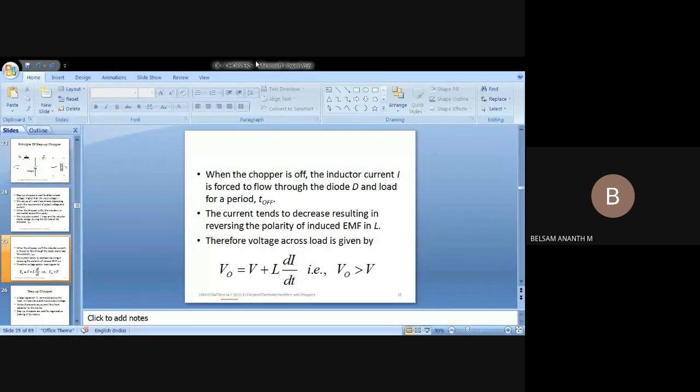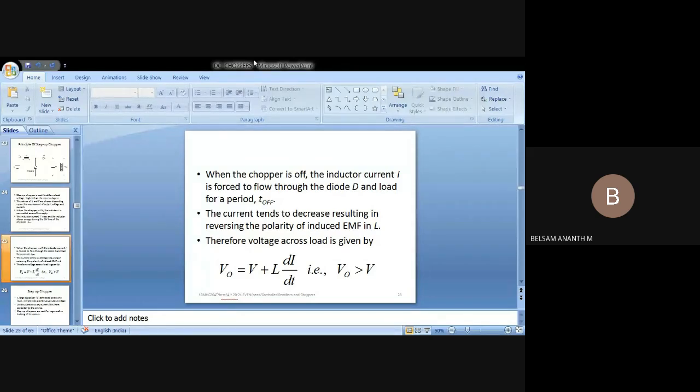So at some instant, your chopper is on and the inductor gets charged. When the chopper is in the off state, the stored charge will discharge from the inductor. That discharging current will flow through the diode and the output during the period of T off. T off means the chopper is in the off condition. Got my point? Next, the current tends to decrease, resulting in reversing the polarity of the induced EMF.